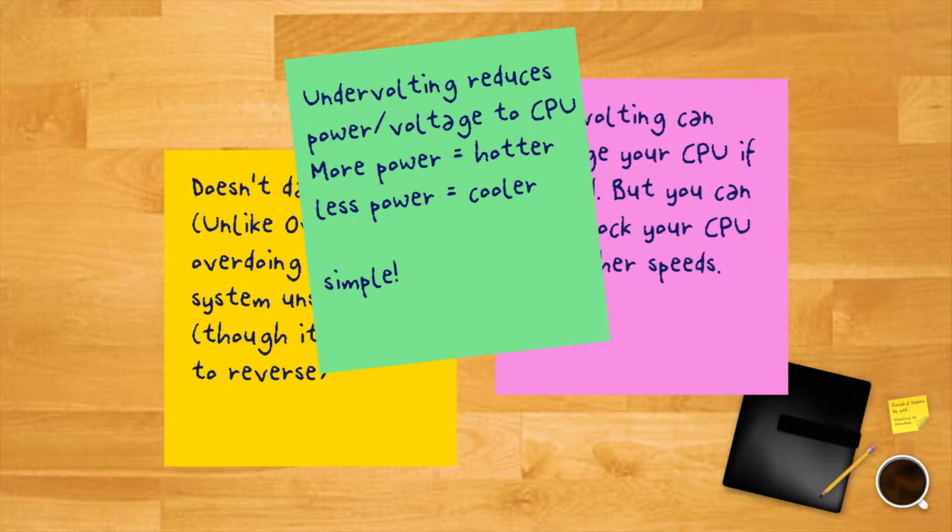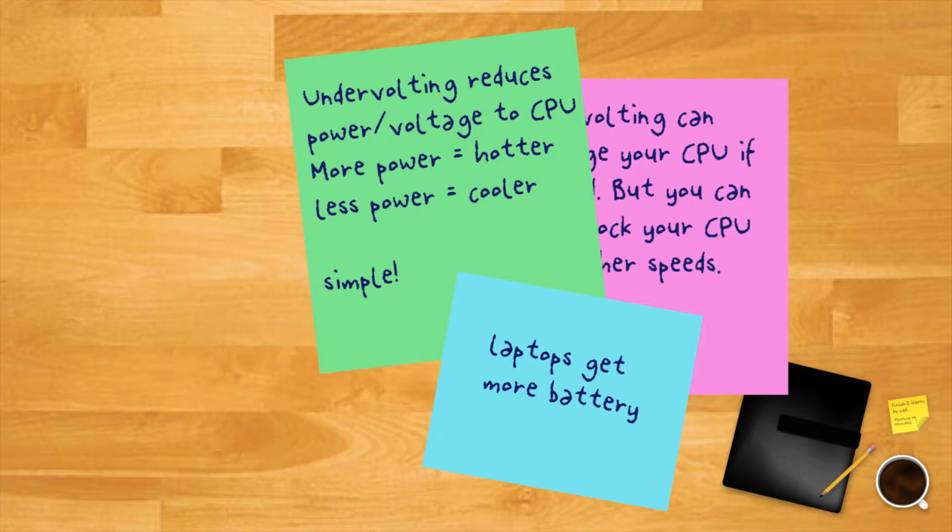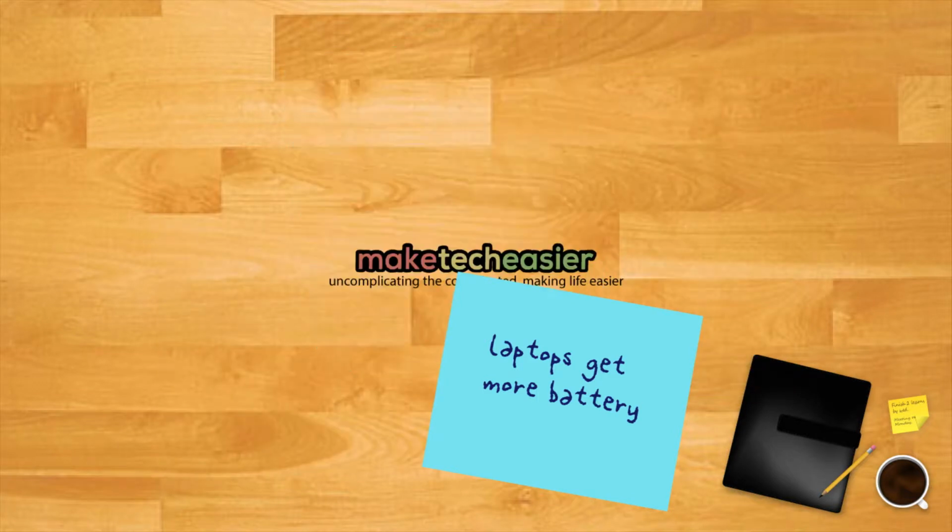Undervolting, simply put, reduces the amount of power or voltage being directed to your CPU. The more power sent to your CPU, the hotter it gets. The less power, the cooler it gets. Simple. Another perk of undervolting for laptop users is that it extends battery life. Best of all, undervolting doesn't noticeably affect performance even during high intensity activities like gaming. It really is as good as it sounds.